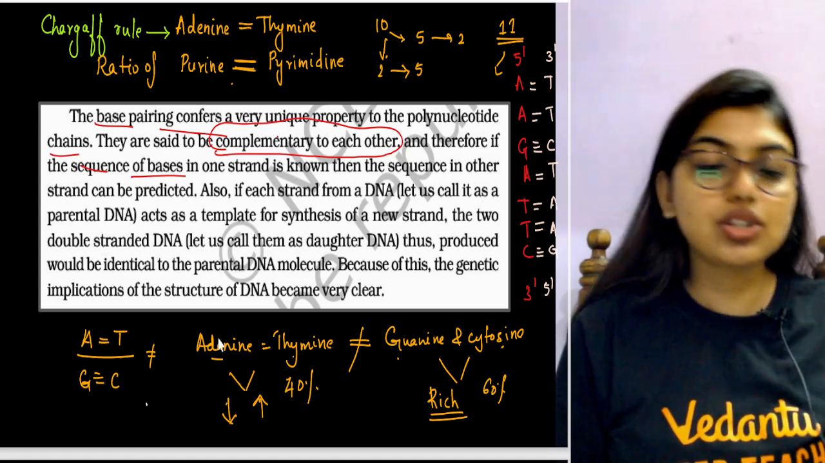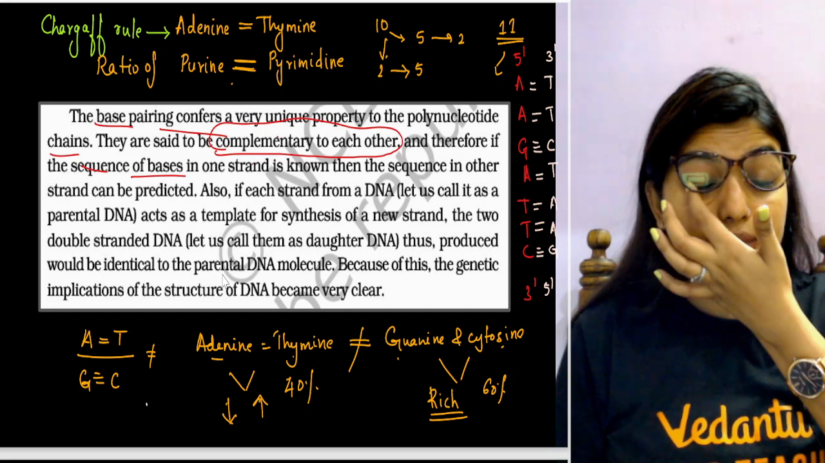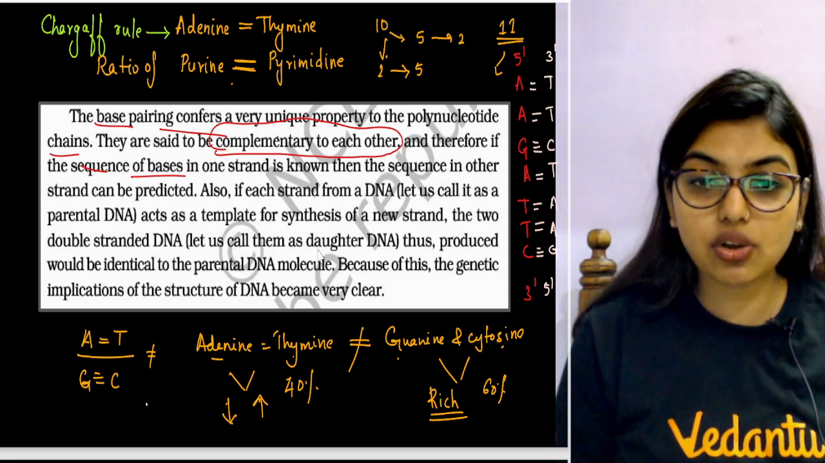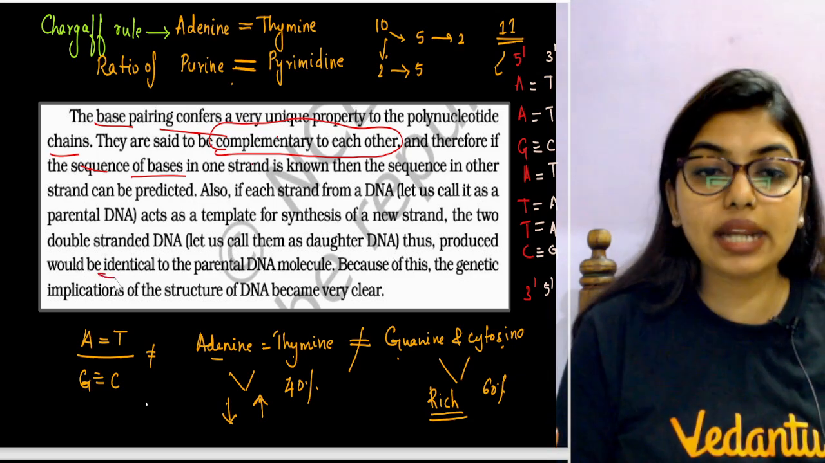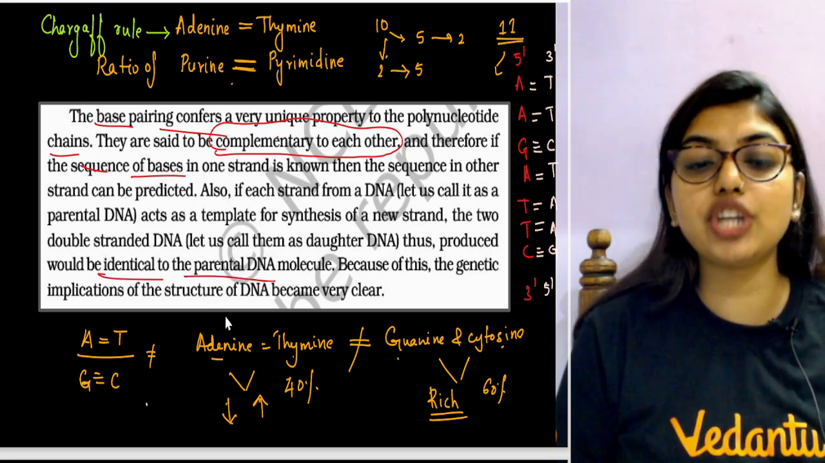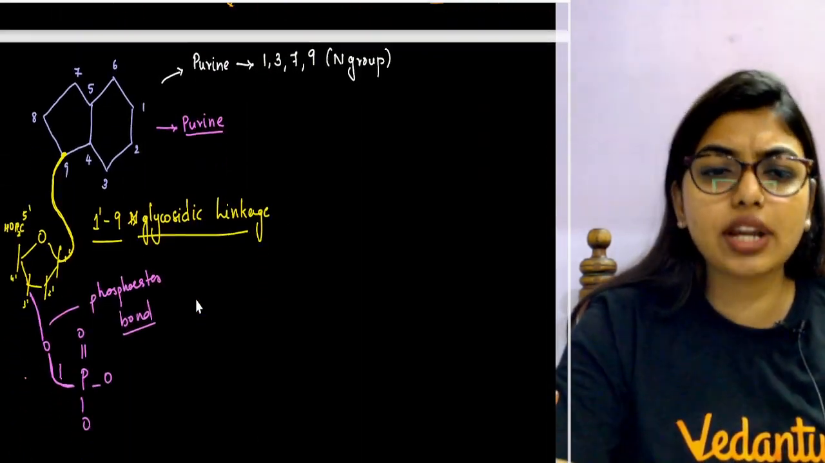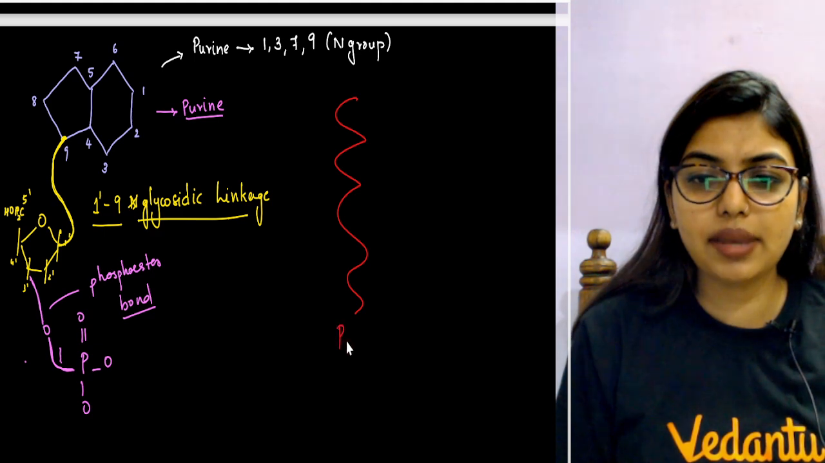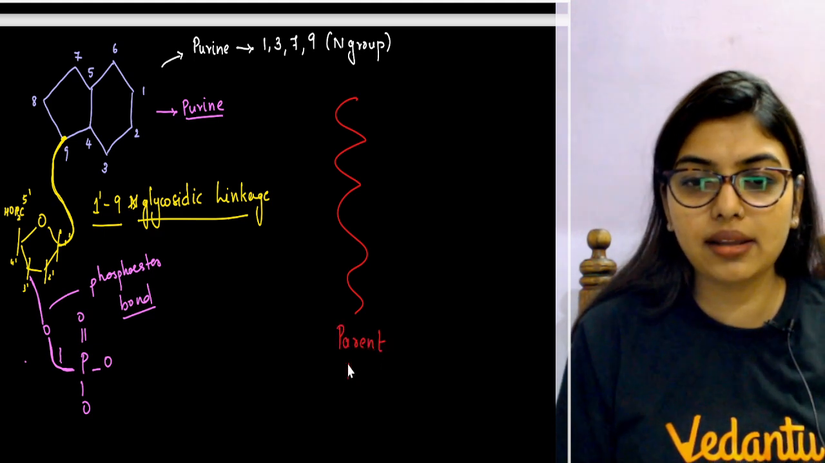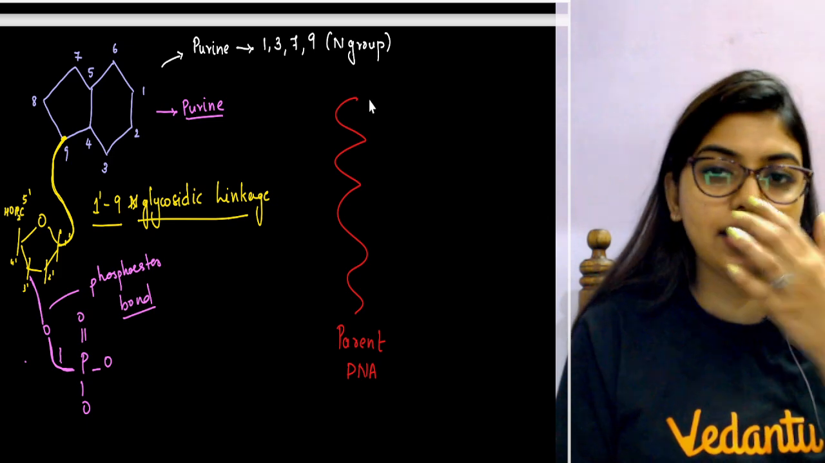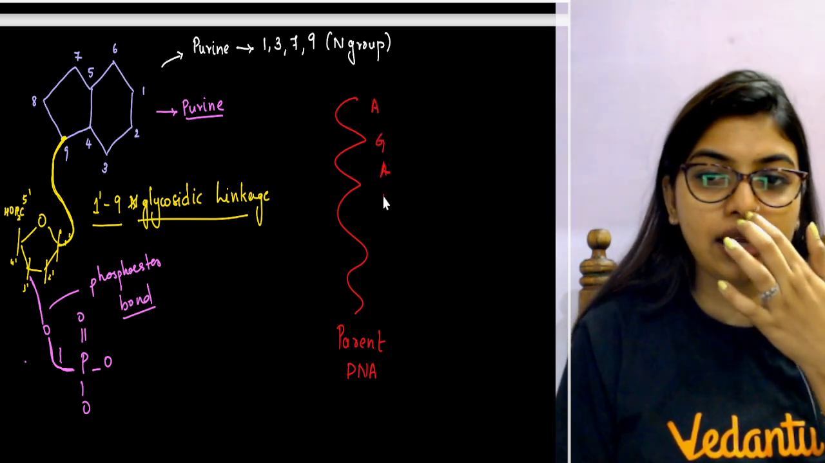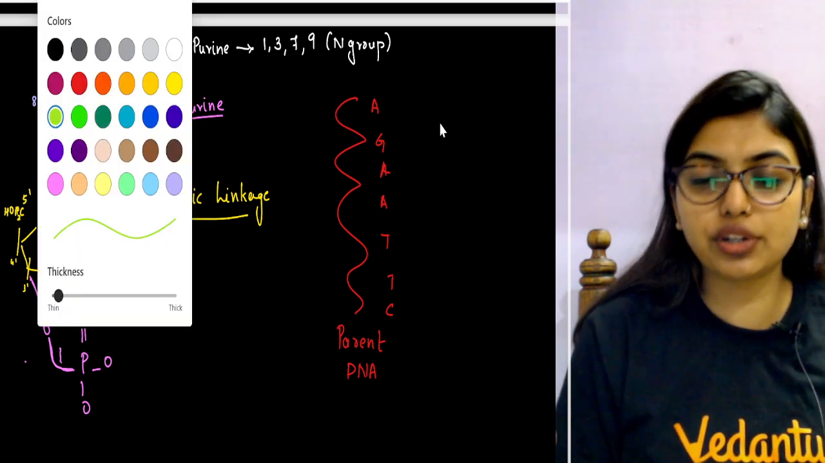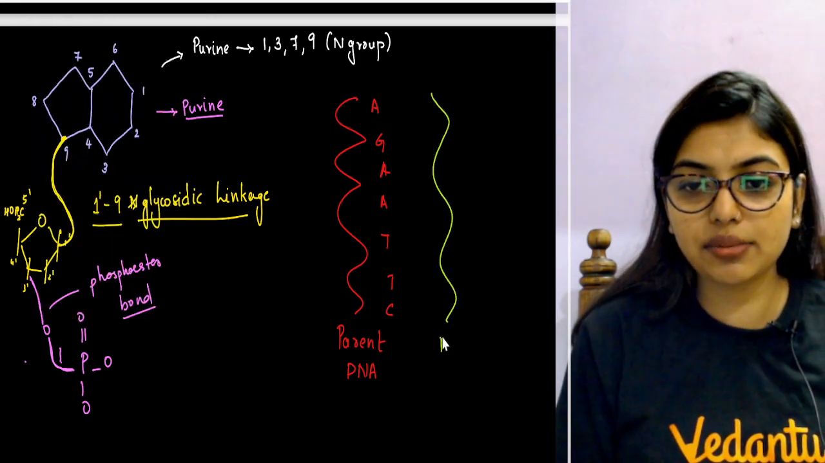Yes, also if each strand from the DNA, let us call it the parental DNA, acts as a template for the synthesis of the new strand, the double stranded DNA, let us call it the daughter DNA, thus produced would be identical to the parental DNA because of the genetic implication. So what they're trying to say is, let's say this is the parent DNA, AGAATTC, and the parent DNA is making a copy, the daughter DNA.